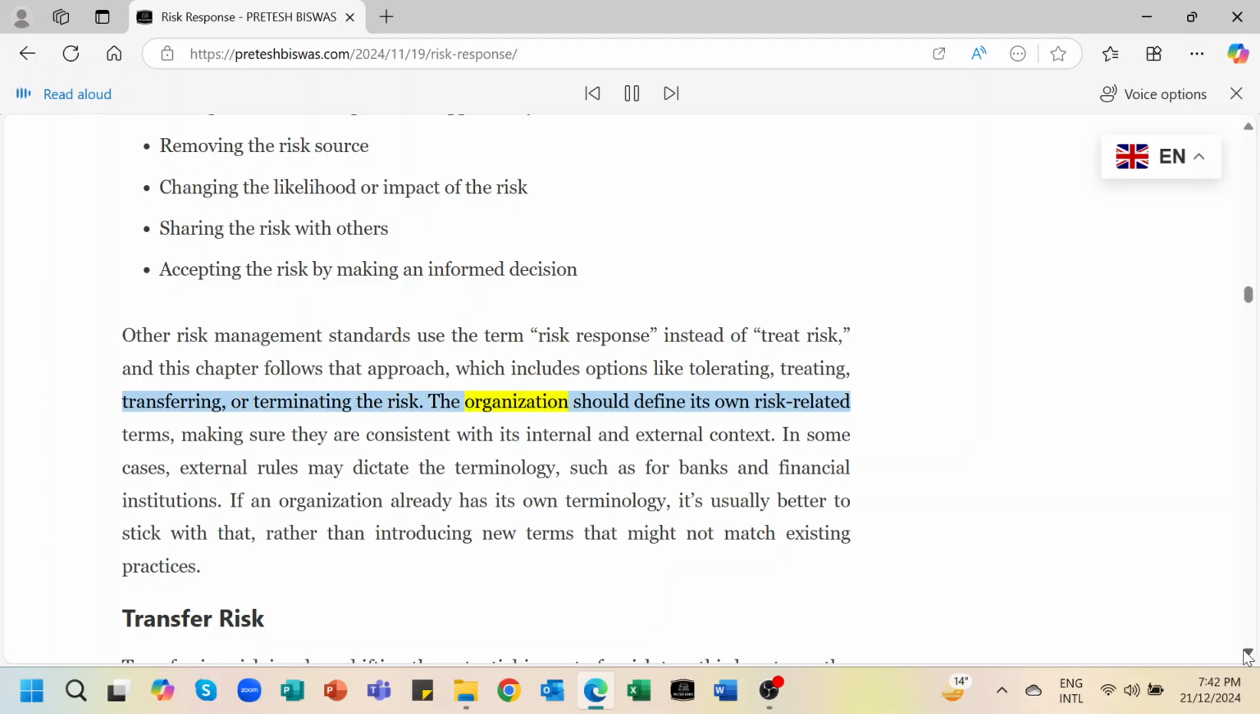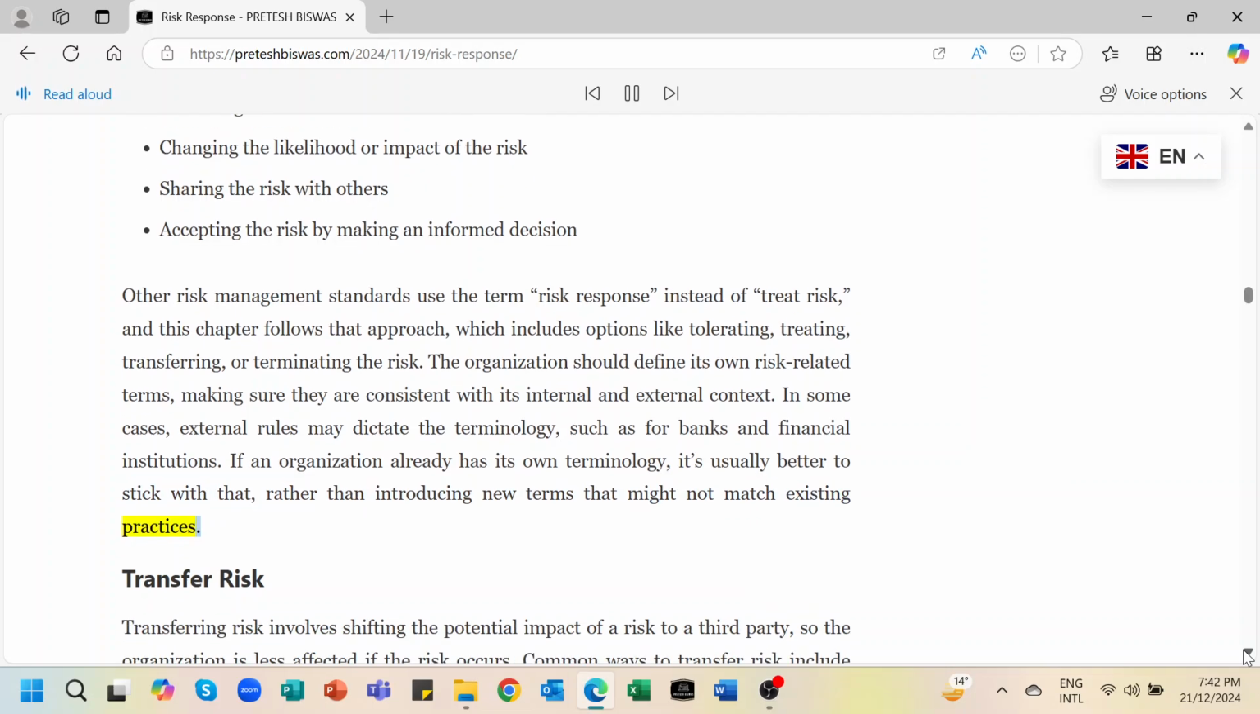The organization should define its own risk-related terms, making sure they are consistent with its internal and external context. In some cases, external rules may dictate the terminology, such as for banks and financial institutions. If an organization already has its own terminology, it's usually better to stick with that, rather than introducing new terms that might not match existing practices.